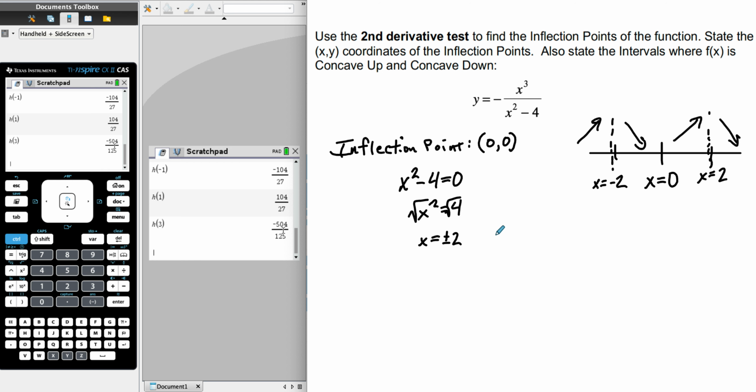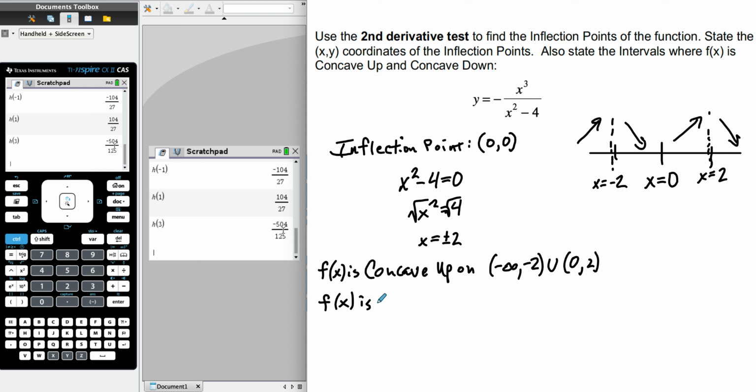So we have our inflection point, and then let's record our intervals of concave up and concave down. So f of x is concave up on negative infinity to negative 2. And even if it kept going concave up, you still got to put a break at negative 2 because remember that's a vertical asymptote. 0 to 2, and then f of x is concave down on negative 2 to 0, and again from 2 to infinity. And now we finish this problem.